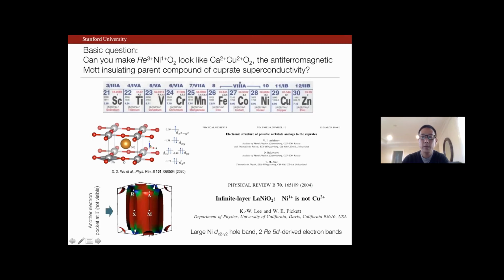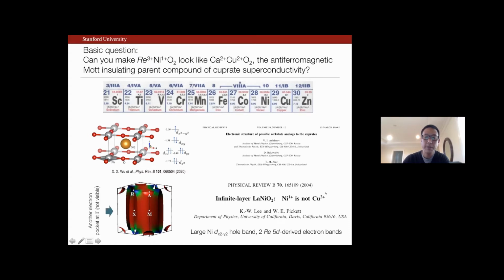So as I said, the question is a very naive and simple one, which is, could you make in general other materials that mimic, depending on your perspective, what you believe are the key ingredients relevant for unconventional superconductivity? And in the interest of time, I won't give a broad introduction, but simply to say we've been looking at the infinite-layer nickelates. And the specific question here is, can I make something that is, say, a rare earth 3+, nickel 1+, O2 that looks like the infinite-layer cuprates? This is not an original question. As I said, I believe it was lingering already in the community.